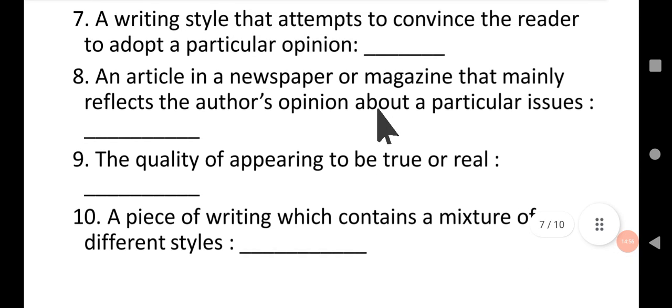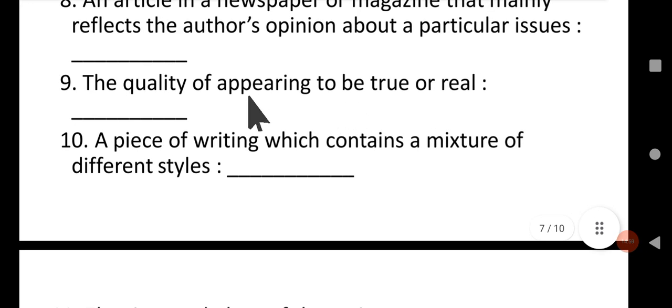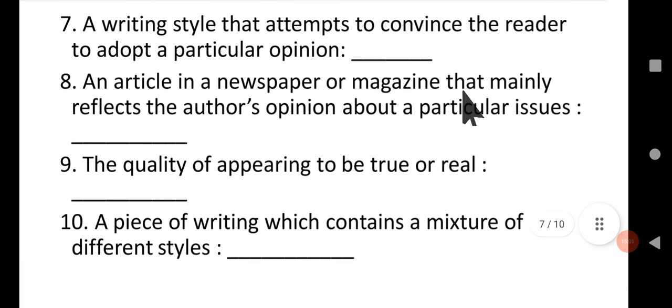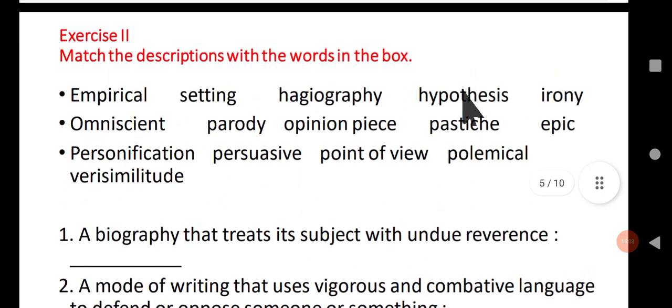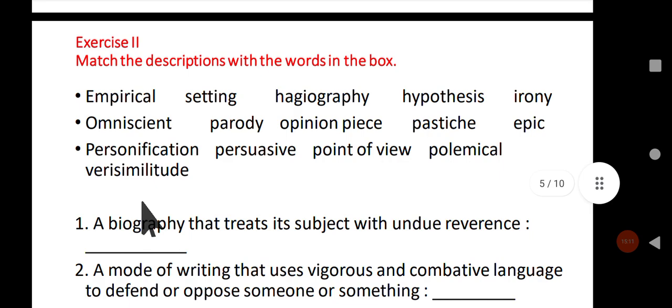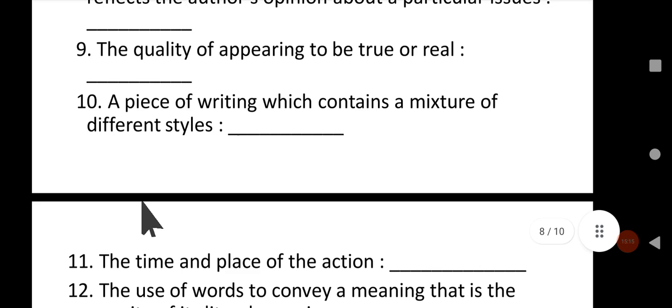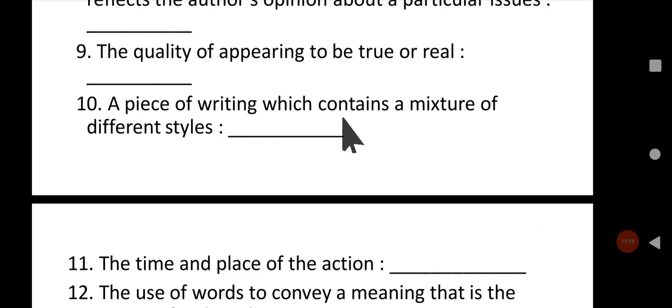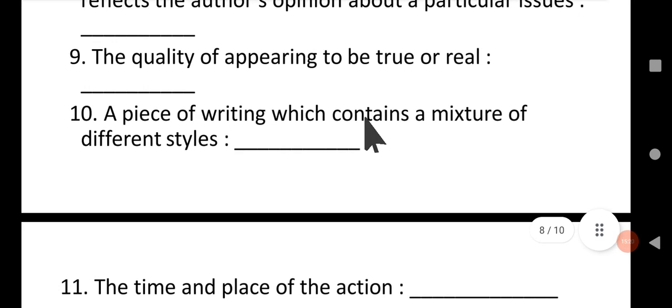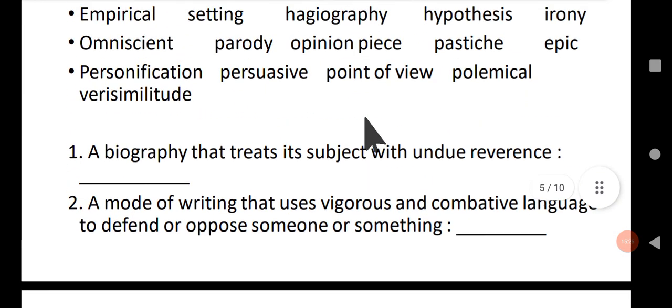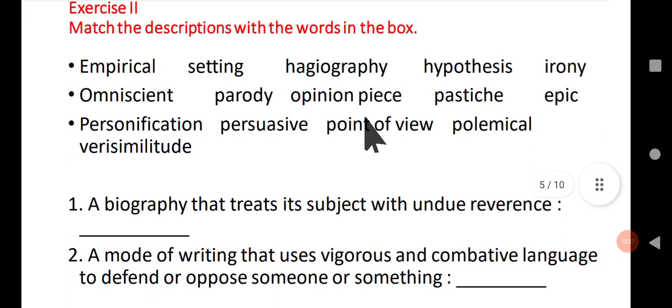Next, the quality of appearing to be true or real. This is very important vocabulary you should remember. That is called as verisimilitude. That is the piece of writing, the quality of appearing to be true or real. Next, a piece of writing which contains a mixture of different styles, all the different styles, like a mix of all styles. What is it called as? That is called as pastiche.